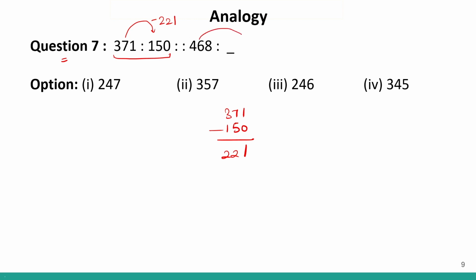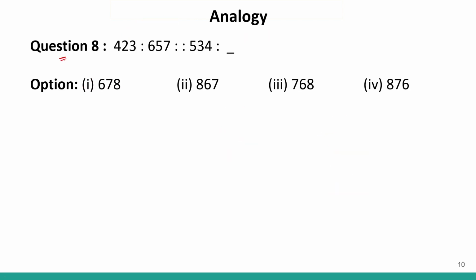So now let us apply the same logic with 468. 468 minus 221. How much will it give me? 7, 4, 2. I will get 247. Is 247 given in any option? Yes, it is given in option number 1. So option number 1 will be the correct answer to this question. Clear?